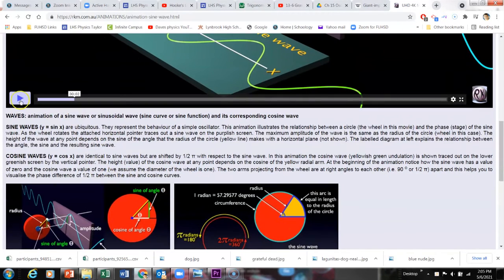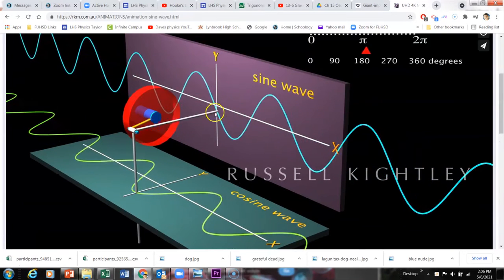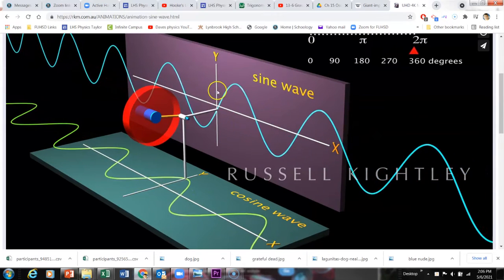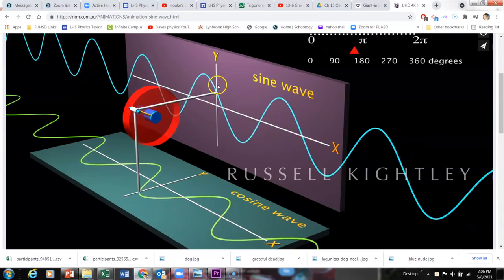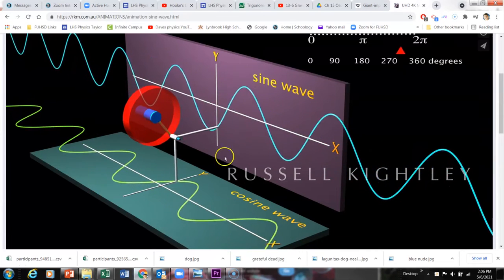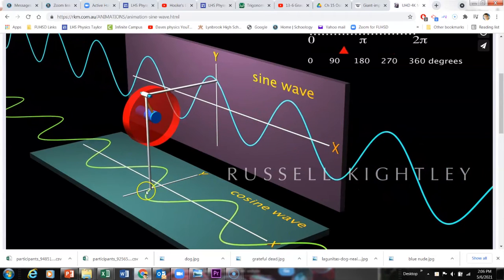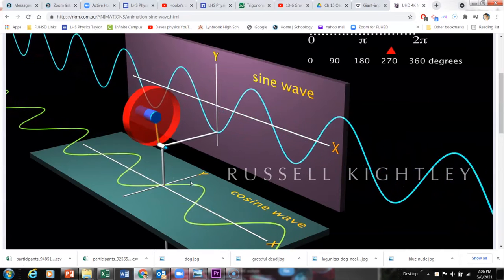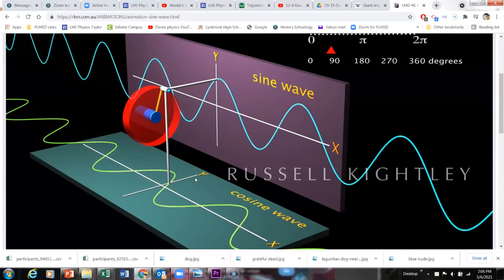Let's run the animation so you can see it at work here. And you see here on the y-axis, on the purple screen, I have an up and down oscillatory motion. That would be up to down to up would be one cycle of oscillation. Same thing here on the green screen. From highest to lowest to highest would be one oscillation. And the number of times that would happen in a second would be my oscillatory frequency.